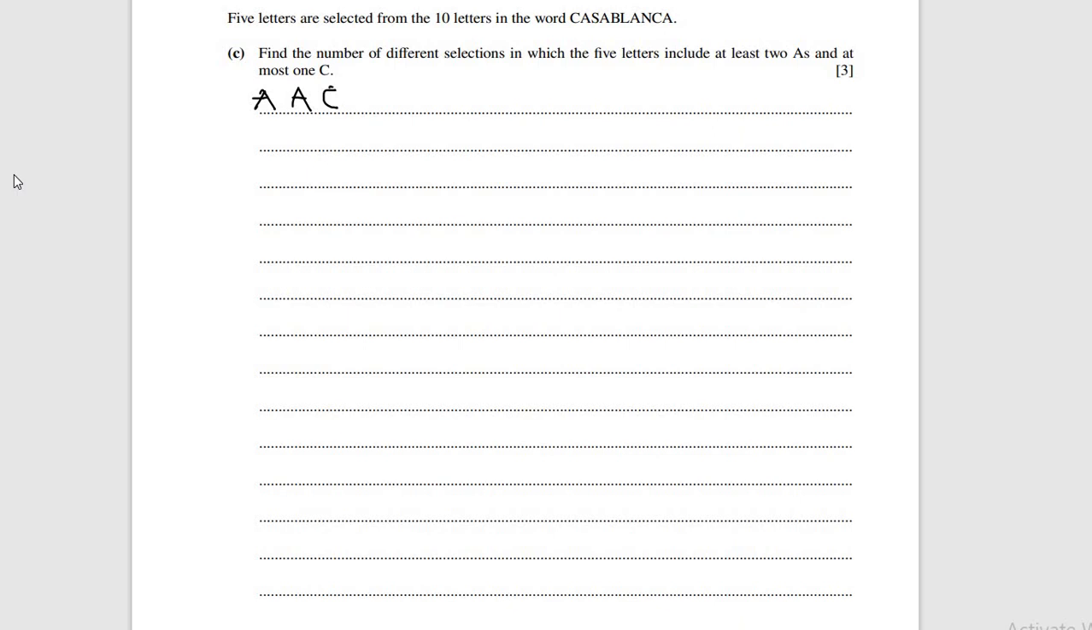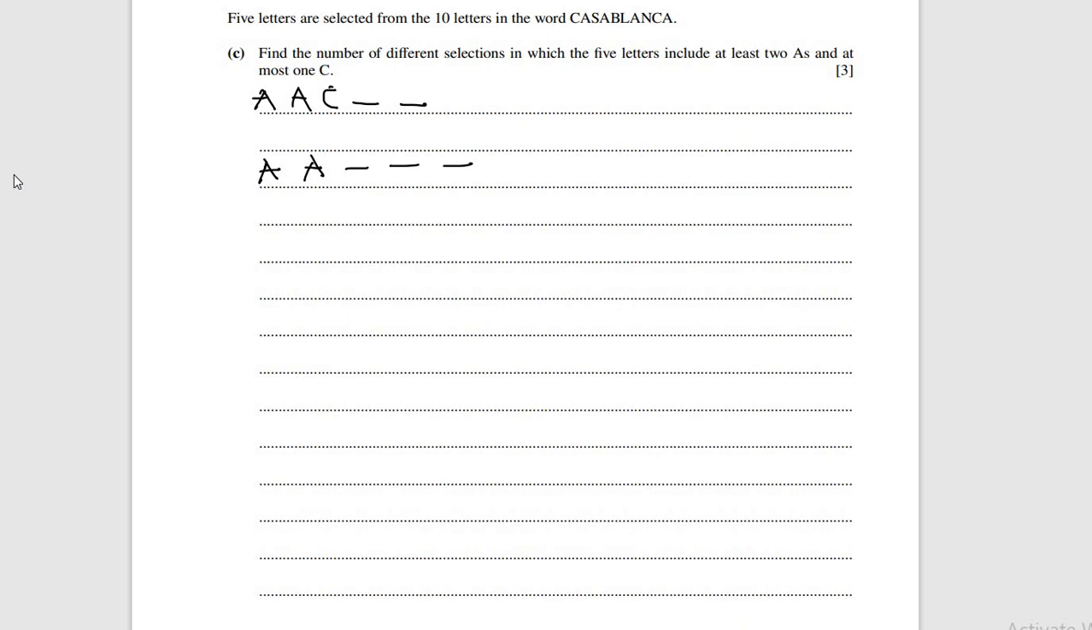At most 1 C means how many C's do you have? 2 or 1 or nothing. But you must have at least 2 A's. At most 1 C means there can never be 2 C's. It can only be 1 C or no C. So we have 2 spaces left to make it 5. There can be at most 1 C, meaning C or nothing.